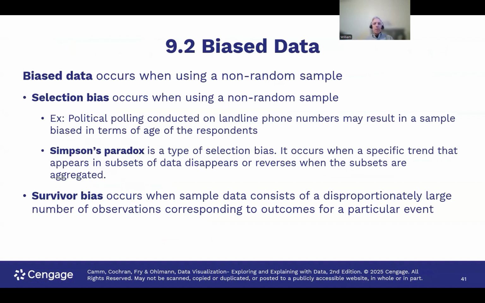So let's talk a little bit about bias data. Bias data occurs when you have non-random samples. One of the foundations of probability and statistics is random samples. When you have non-random samples, it basically throws everything off. And there are various ways that you can introduce bias in your choice of data points.